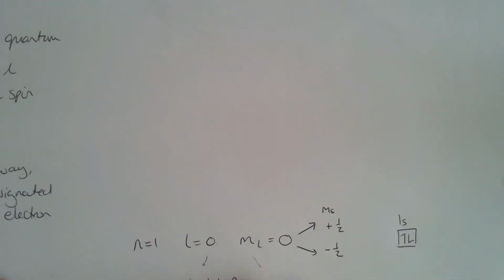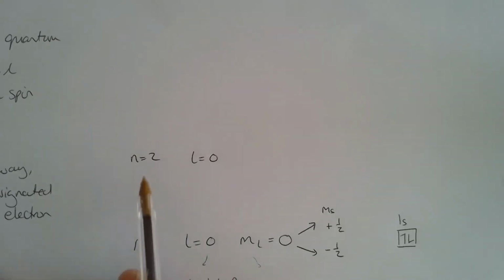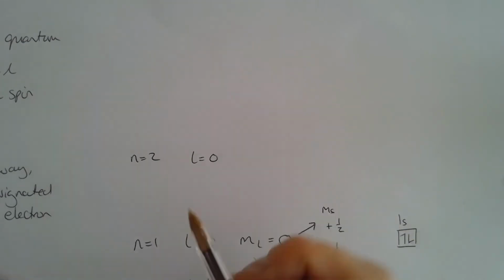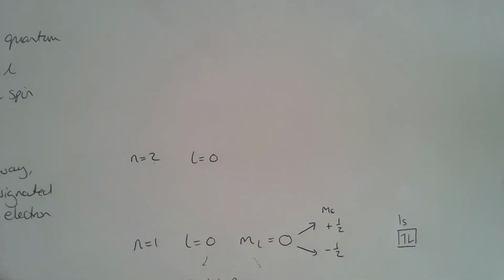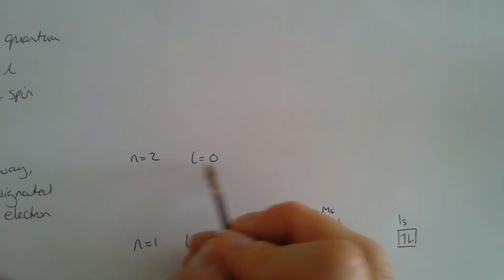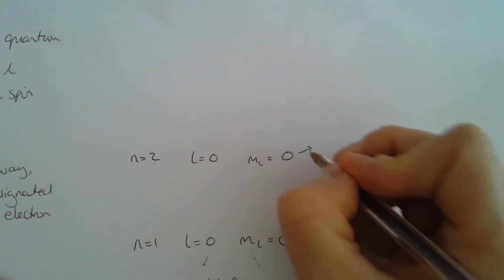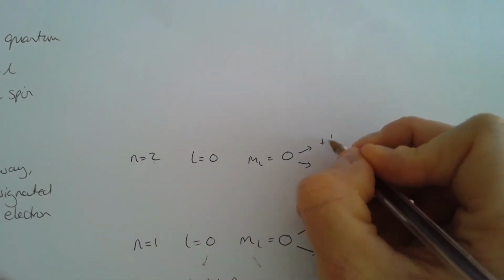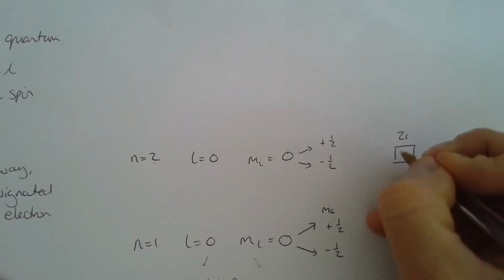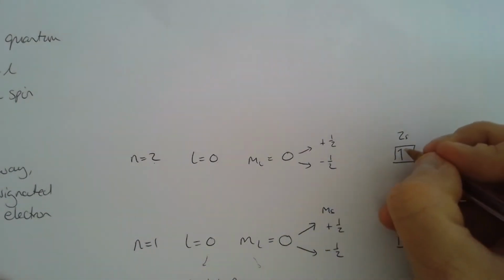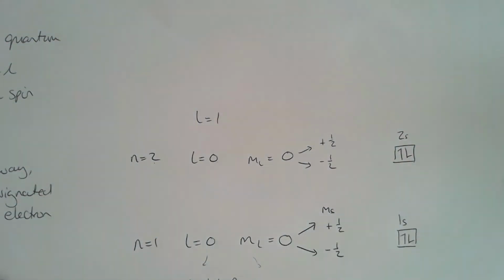So let's have a look at n equals 2. So we're still going to have a value of L equals 0. Remember that the possible values of L go up to n minus 1, so in this case 2 minus 1, which means the possible values of L are 0 and 1. So for this first one, exactly as last time, we're going to have 2 possible ms values, plus 1/2 and minus 1/2, and that's equivalent to our 2s orbital with an electron spinning up and an electron spinning down. But we've also got a value of L equals 1.